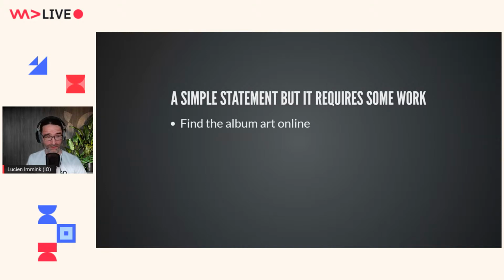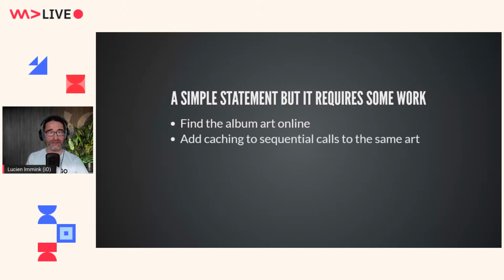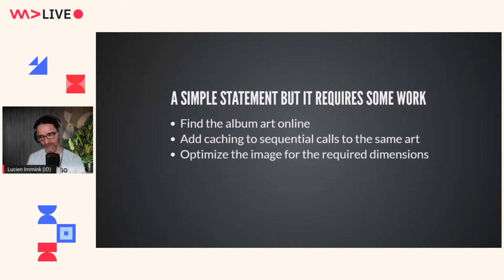I just want the fastest and the most efficient way to get my art. But I also want to make sure that once I have the art, that I don't have to refetch the art over and over again. So I want to cache it on my local system. And of course, I'm not entirely sure on what kind of a device my end user is using my music player. So I need to optimize that image for the required dimensions. Maybe it's just a little thumbnail, or maybe it's full screen. And I have to do a lot of other things.